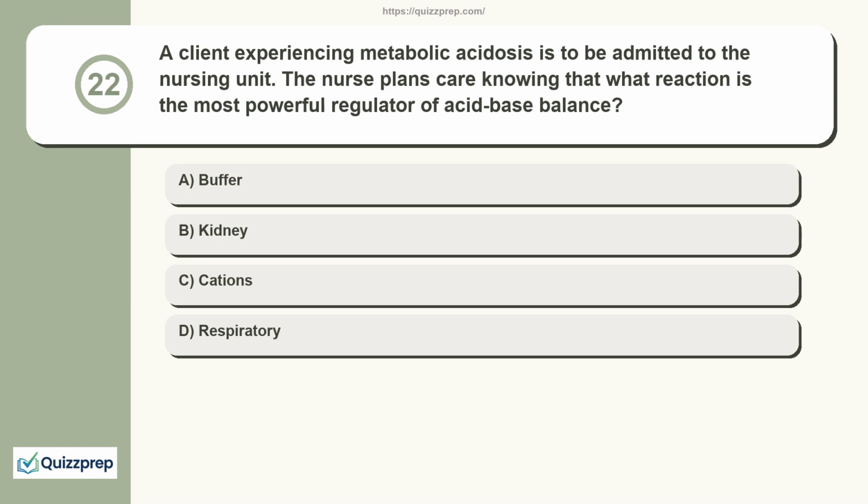Question 22. A client experiencing metabolic acidosis is to be admitted to the nursing unit. The nurse plans care knowing that what reaction is the most powerful regulator of acid-base balance? Buffer, kidney, cations, respiratory.